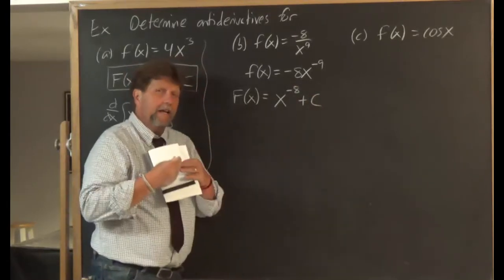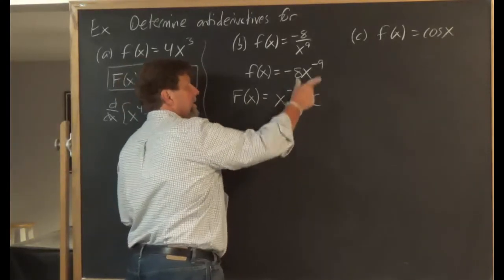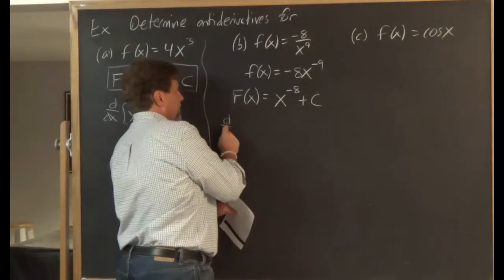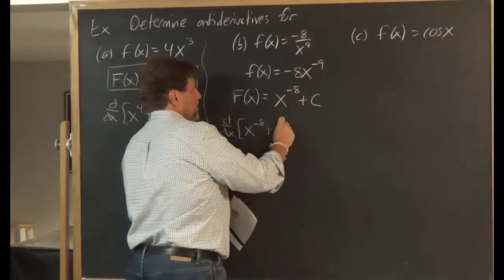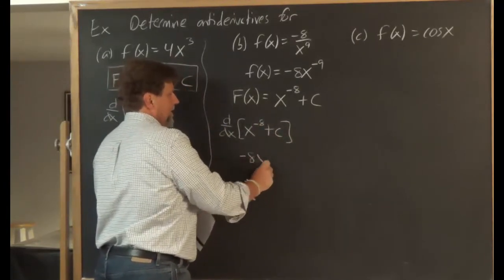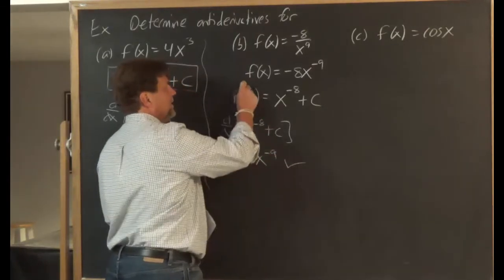And again, I know if I'm correct by differentiating this. Does it give me negative 8 over x to the 9th? So if I differentiate it, the derivative of x to the negative 8, well, that's negative 8x to the negative 9th. It checks.